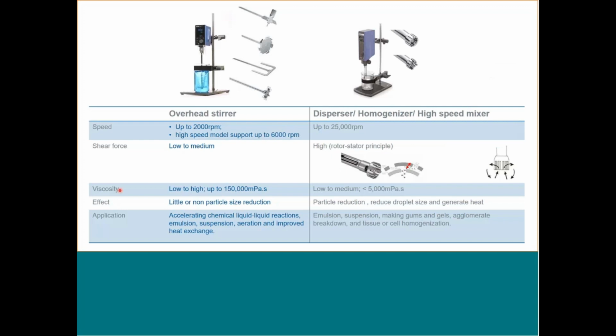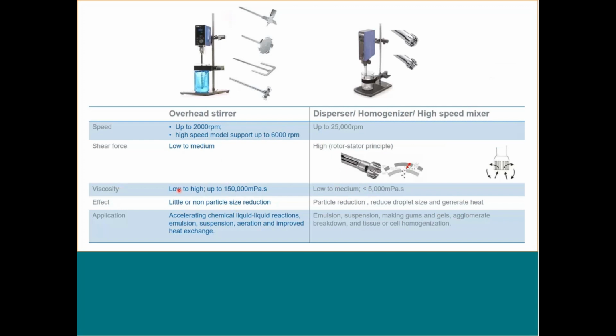And the overhead stirrer can actually support a wide range of viscosity from low to high, depending on the impeller design you are using. For selected models of overhead stirrer in the market, we have a very high motor output. It can support up to 150,000 millipascal. Okay, if let's say you want to mix a high viscosity sample, we recommend you use an overhead stirrer. For the disperser, the maximum viscosity you can use is about 5,000 millipascal. So these are the differences.